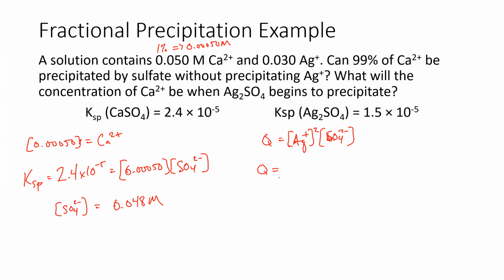So what we're doing is we're seeing whether or not the silver is precipitated. So I'm just using that concentration of silver, 0.030 squared, and this concentration of sulfate, 0.048. I'm going to see what Q is. I got 4.3 times 10⁻⁵.